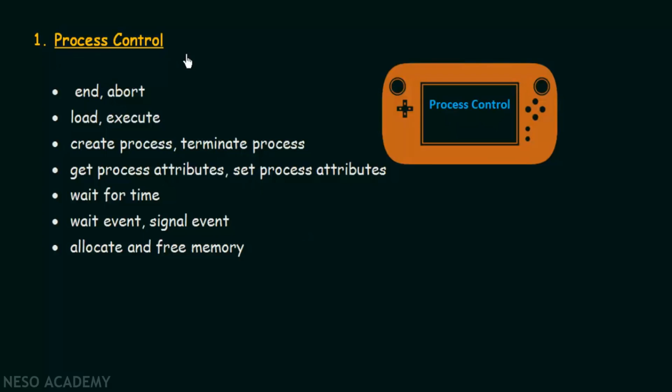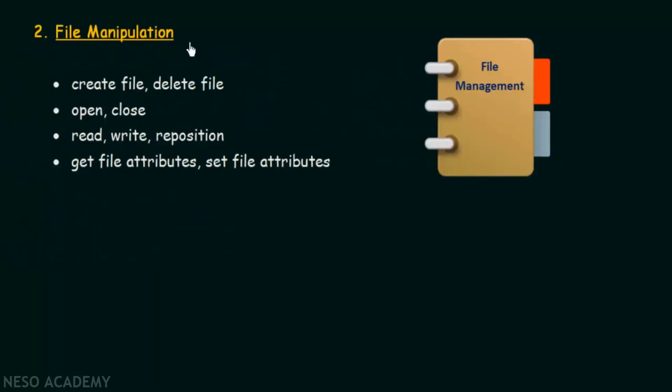Alright, so now let's go to the second one. The second one is file manipulation or file management. These are the system calls that are used for manipulating or managing your files. For example, we have create file and delete file, that is used for creating and deleting files. Then we have open and close for opening files and closing files. Then we have read, write and reposition. Then we have get file attributes and set file attributes.